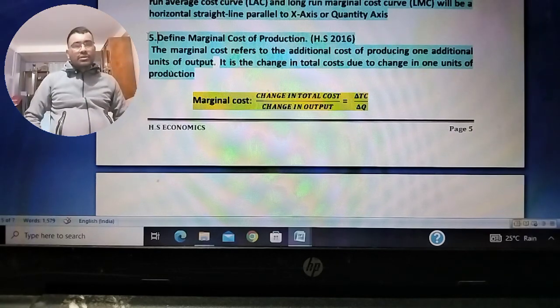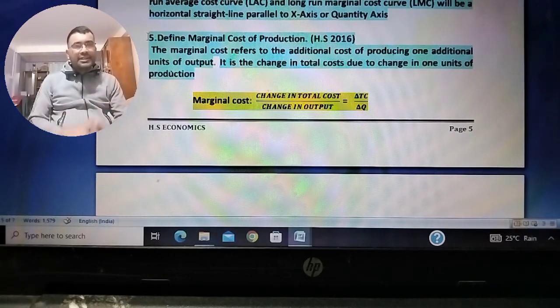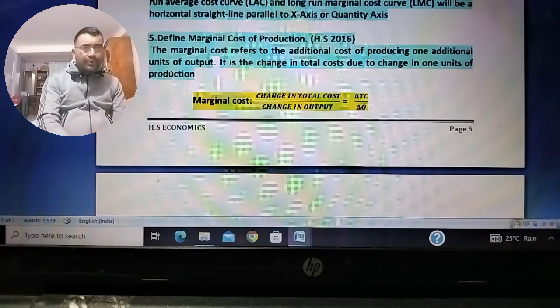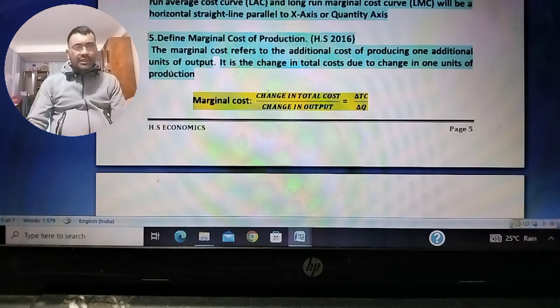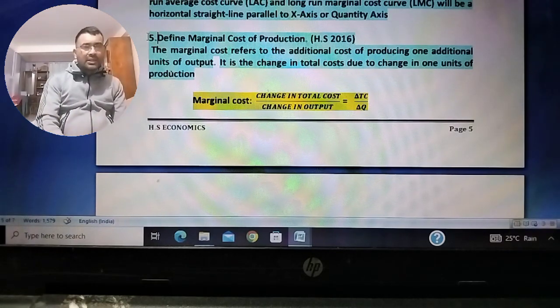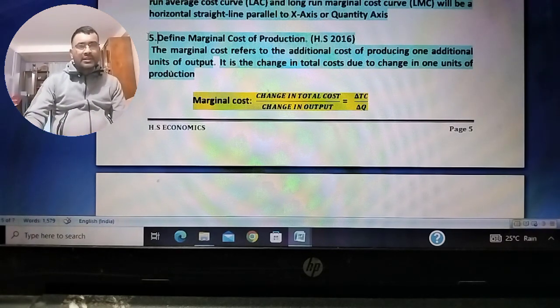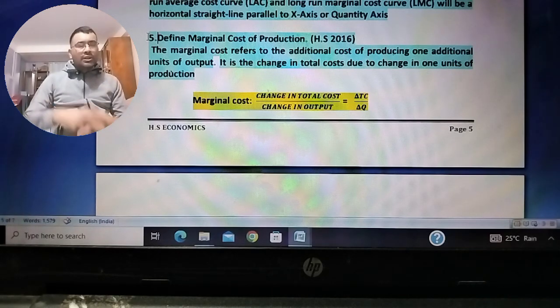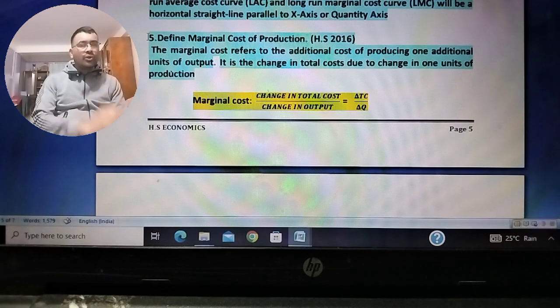Define marginal cost of production. Marginal means additional. See, if you can produce 5 units for 20 rupees, but the cost of producing 6 units is 22 rupees, that is, if you increase 1 unit, then the increase in total cost is 2 rupees. This is what is called marginal cost. So marginal cost refers to the additional cost of producing 1 additional unit of output.